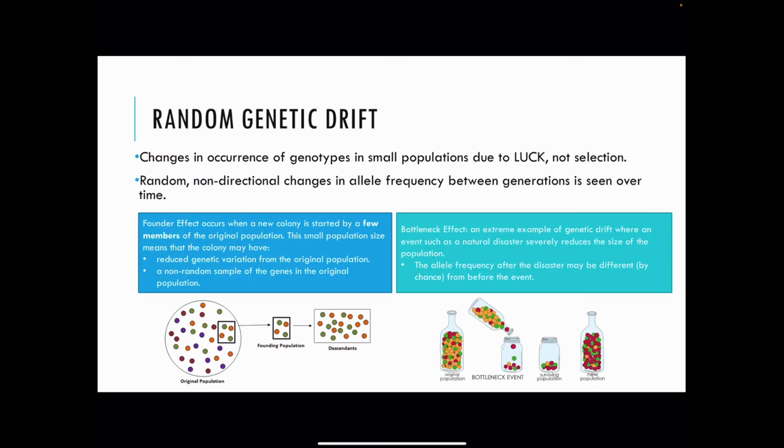Now looking at random genetic drift. So random genetic drift can be defined as changes in the occurrence of genotypes in small populations due to luck. Luck being the key term here, okay? We don't have natural or artificial selection. We don't have evolution occurring here. We've got these random events causing changes in genotypes. These changes are random and non-directional, okay? And they're seen between generations over time.